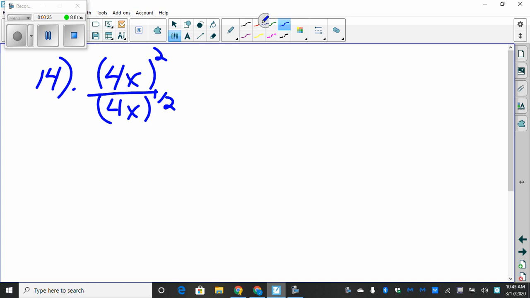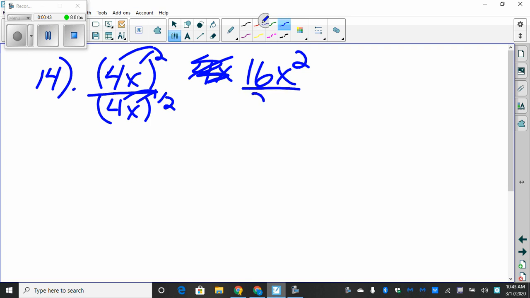So that's a little bit confusing, but not really. Look at the top. That 2 is going to affect both of them. So that's 4x, or excuse me, not 4. It'll be 16x squared because 4 squared, x squared. The bottom is the same. 4 to the 1/2, that's the square root of 4, so that'll be 2, and that'll be just x to the 1/2. Well, 16 divided by 2, that's 8.